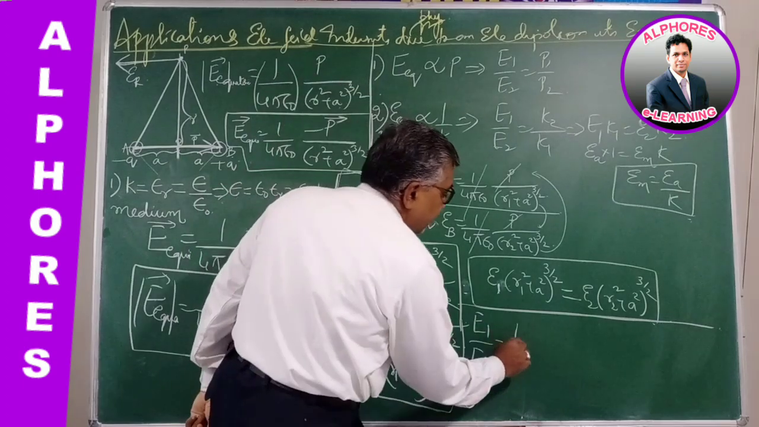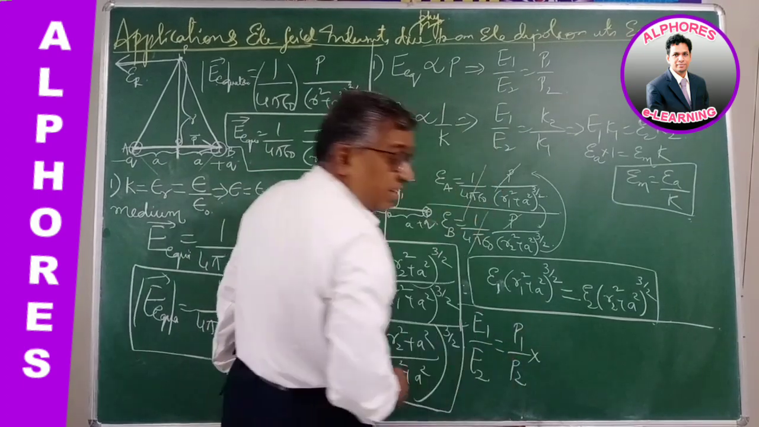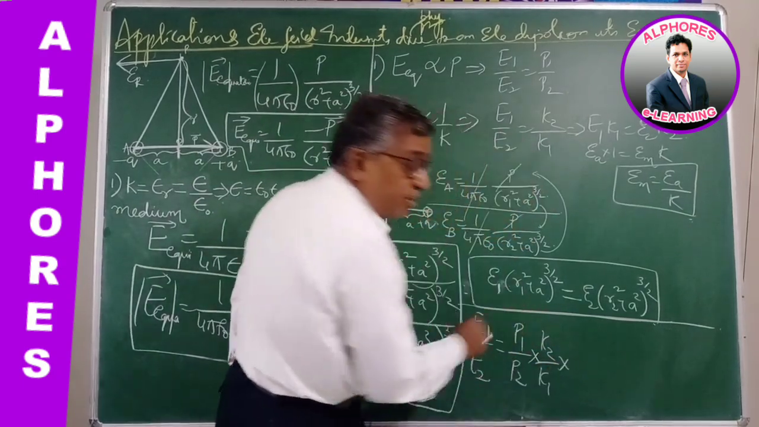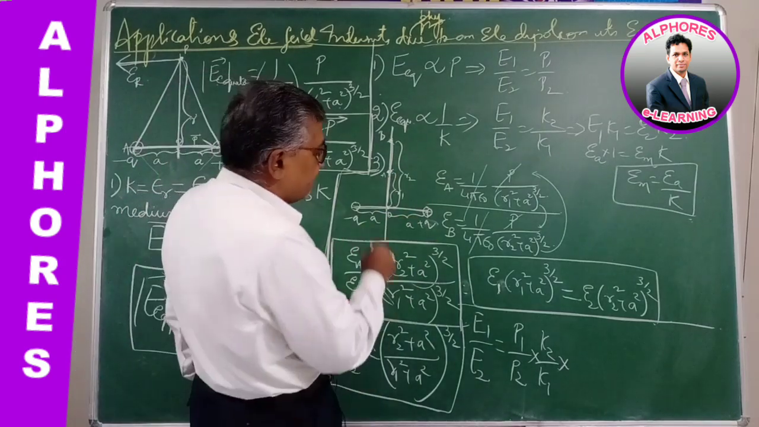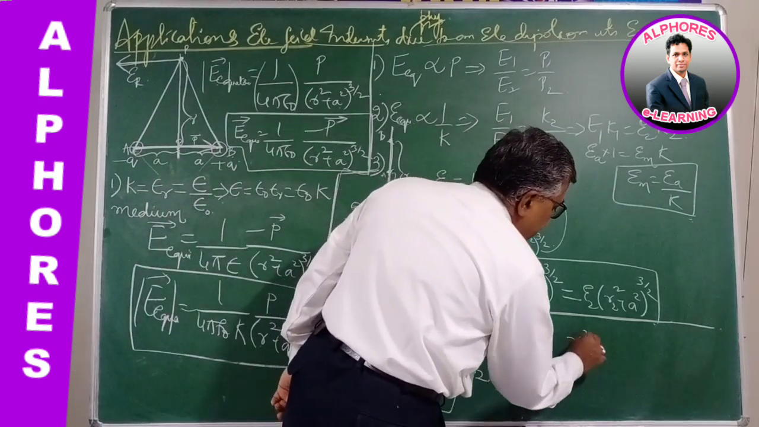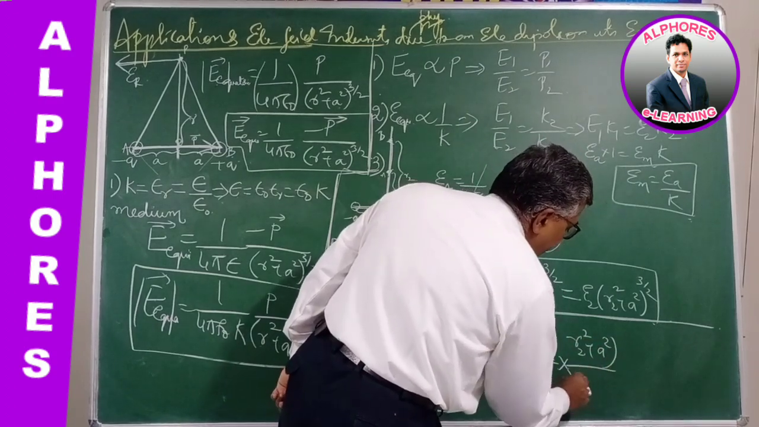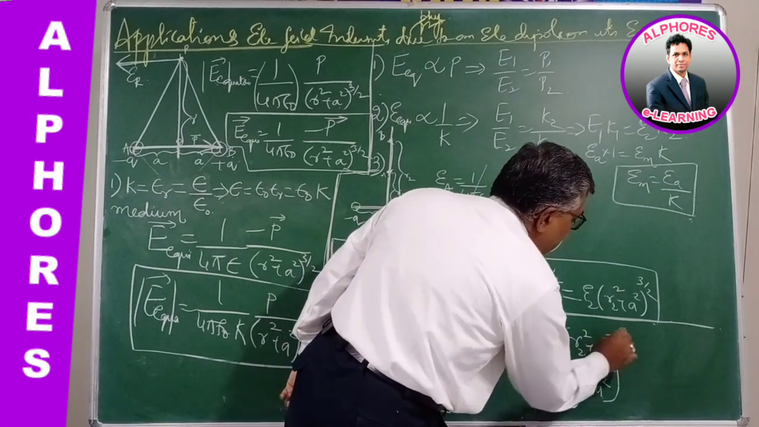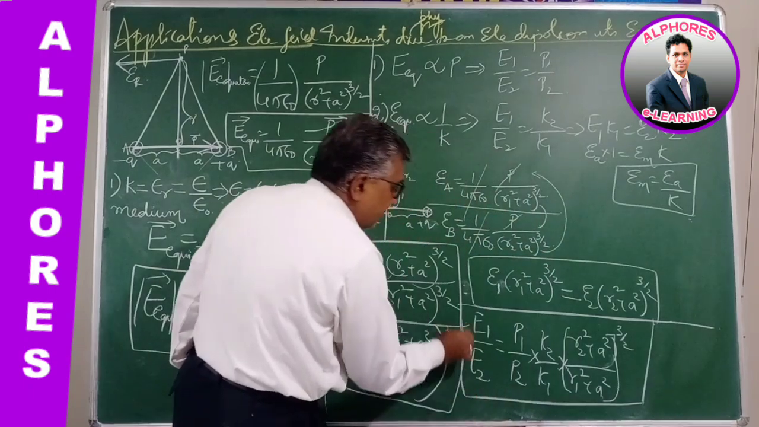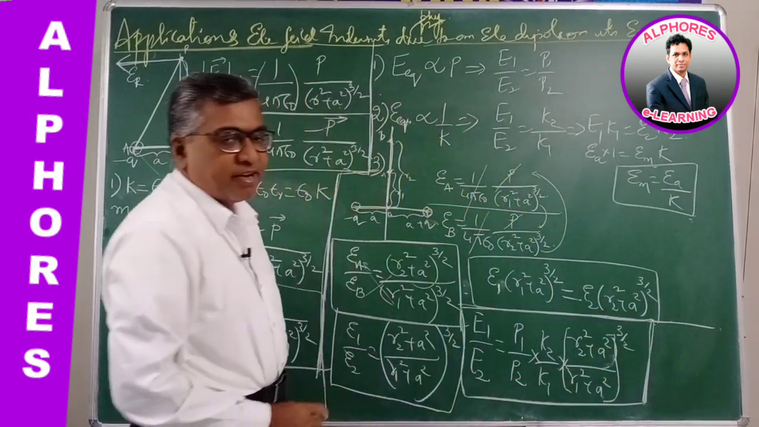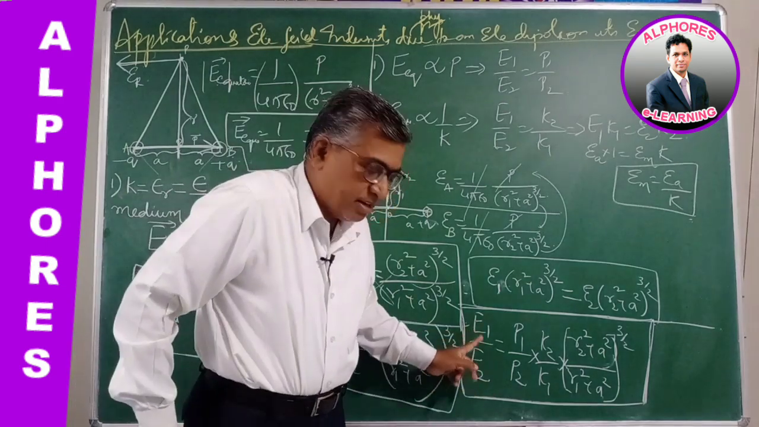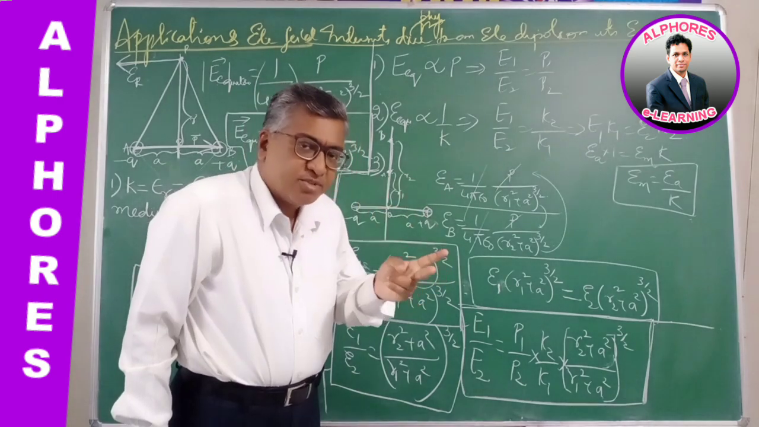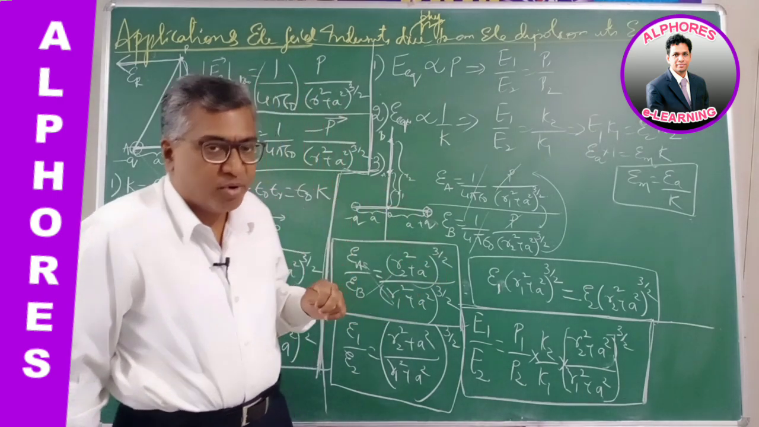Combining all these three things together, I can write E1 by E2 is equal to, first considering the dipole moment, P1 by P2. Next, considering the dielectric constant, K2 by K1 into, now considering the distance of the point, R2 square plus A square by R1 square plus A square whole combined to the power 3 by 2. So this is one single formula by which you can find any comparison between the fields between 2 points for 2 dipoles, for 2 different mediums, and for 2 different points for the same dipole.